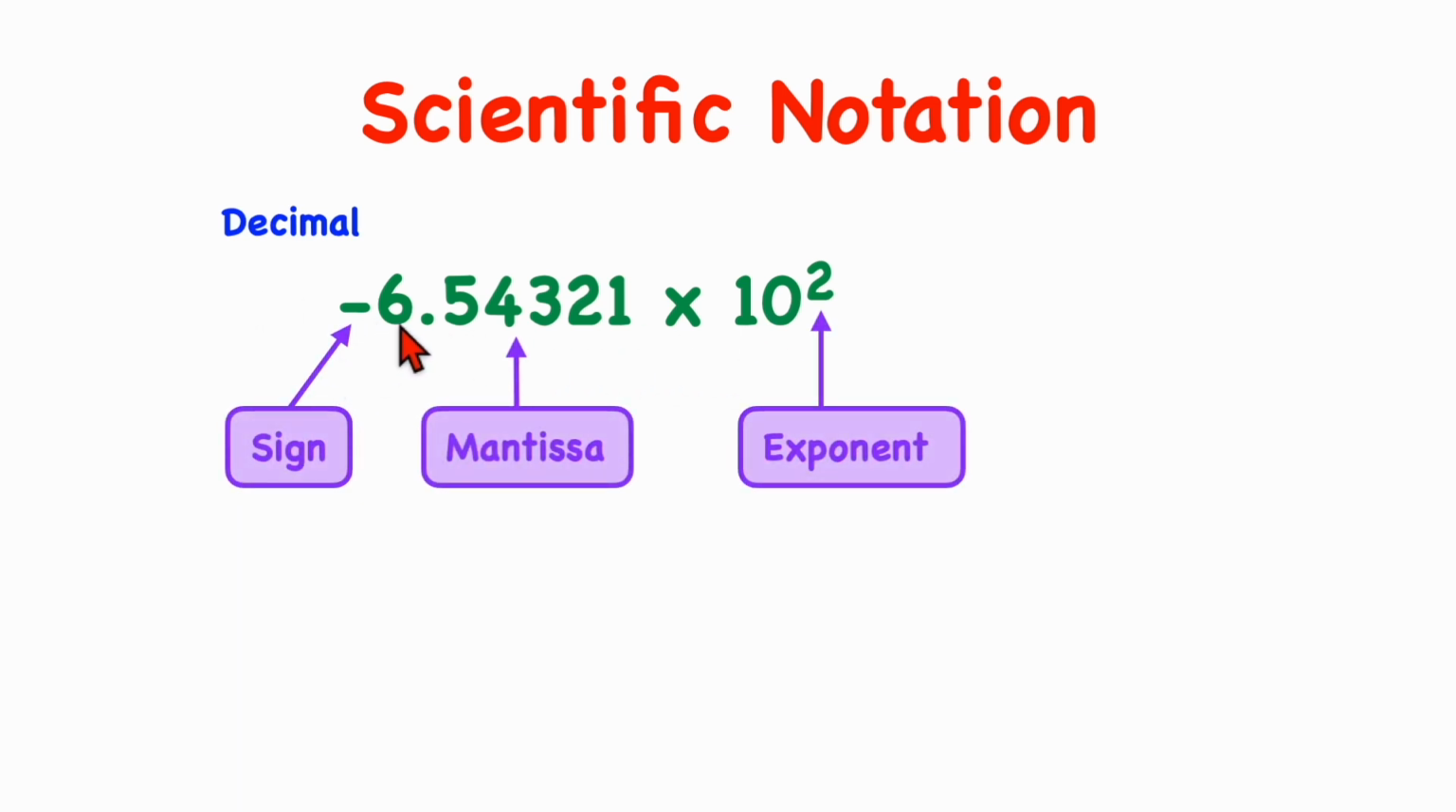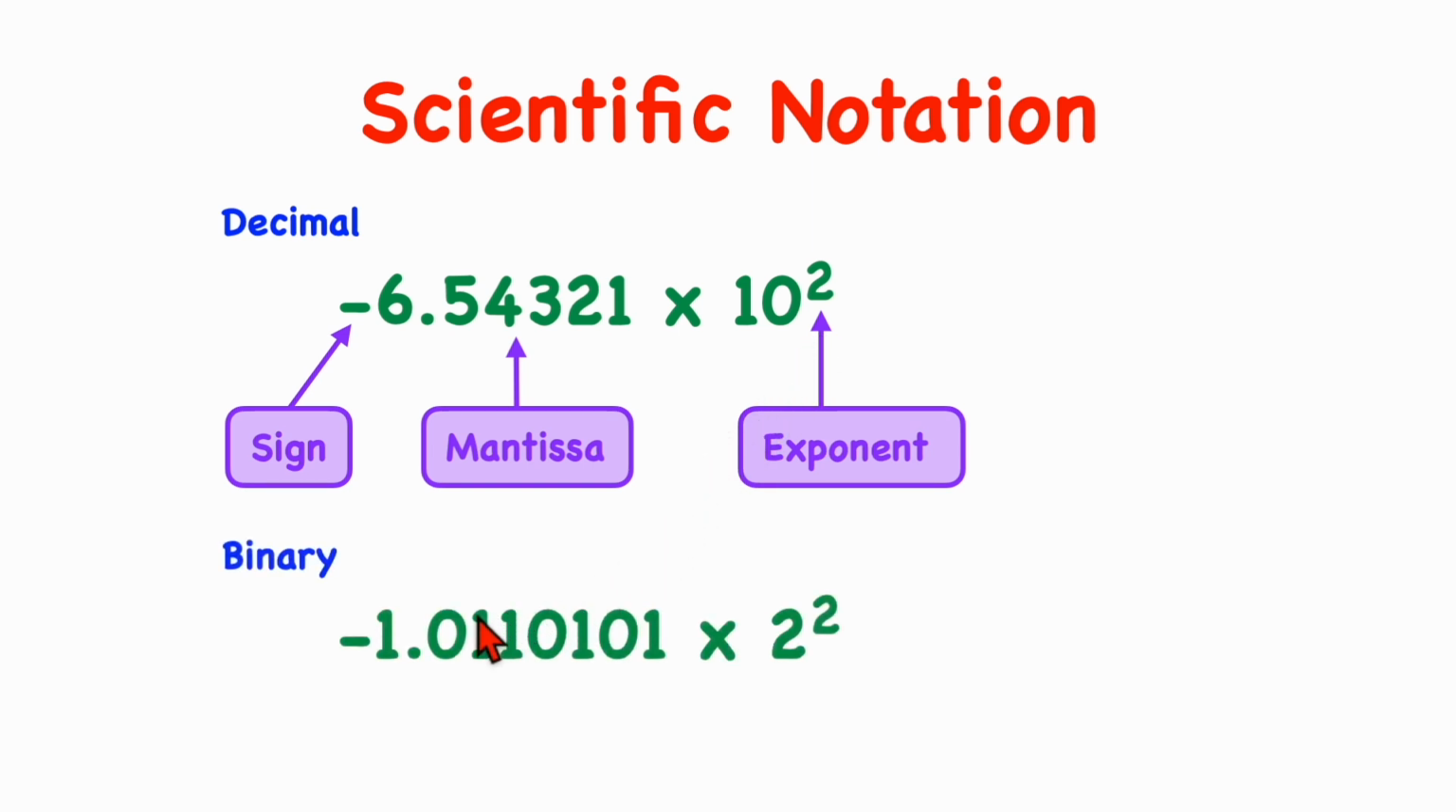Let's begin with a review of scientific notation using this example, which is in decimal. We've got a sign, and then we've got the value, which is called the mantissa, and that is multiplied by 10 raised to some power. With binary, we've got the same idea. We've got a sign, and then we've got the value, which is made of zeros and ones, and that is multiplied by 2 raised to some power. So with decimal numbers, our exponent applies to a base of 10, whereas with binary floating point numbers, our exponent will be applied to a base of 2.